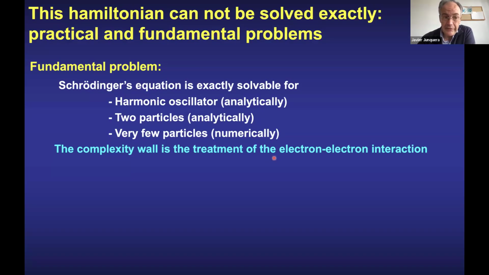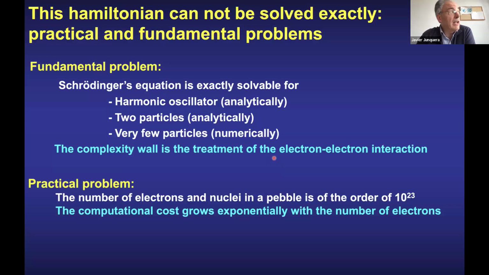But there is another practical problem. Even if we could solve this equation exactly, we need to solve it for a very large number of electrons. In particular, the number of electrons and nuclei in a very small amount of matter is typically of the order of 10 to the 23. This is the Avogadro number. That means that the computational cost increases exponentially with the number of electrons, and it would be totally impossible to solve the Schrödinger equation for such a number of particles.